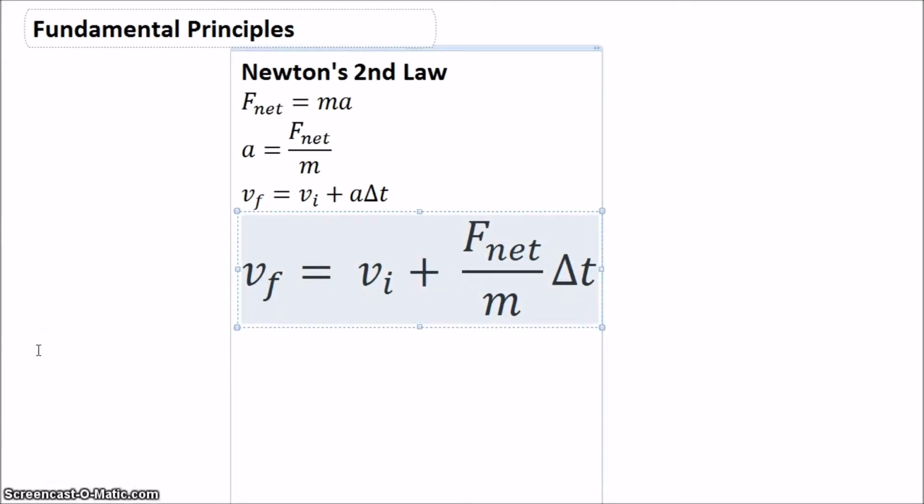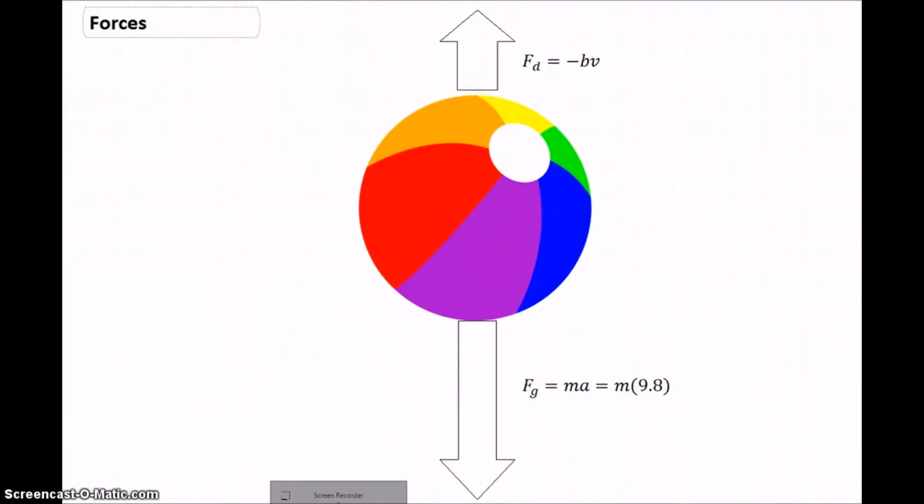The difference between the motion of a falling object and an object at constant velocity is the net force. So let's look at the forces that will be acting on the object when it is falling. There are two major forces in play. The force of gravity, represented by the equation, once again, F equals ma. In this case, a is the acceleration of gravity, which is 9.8 meters per second.